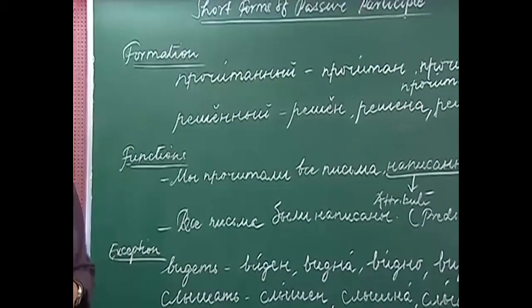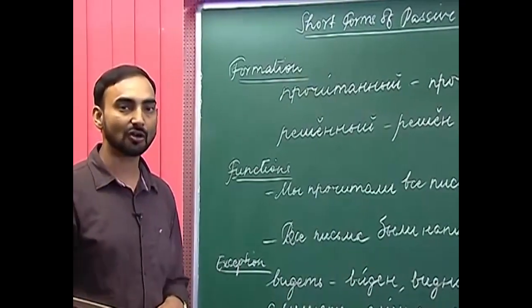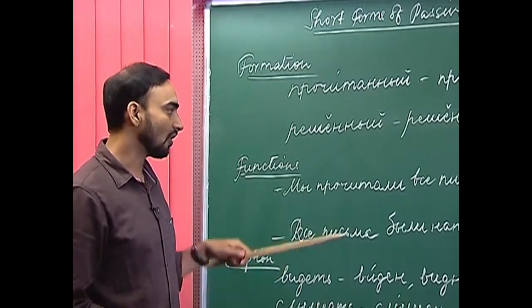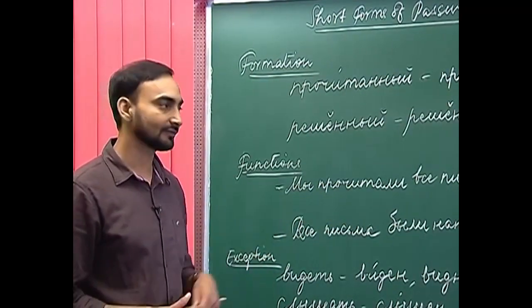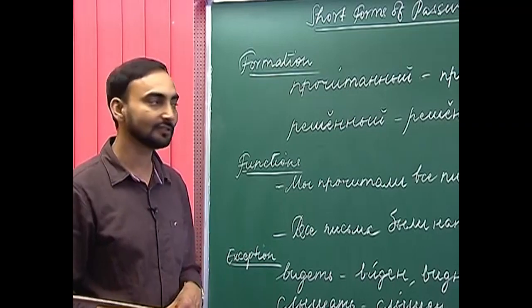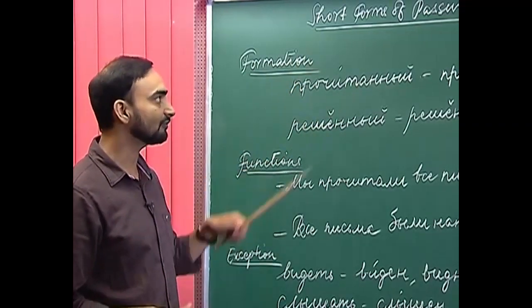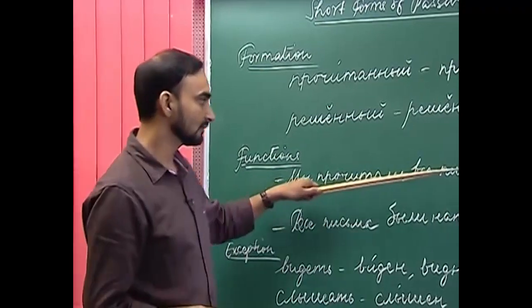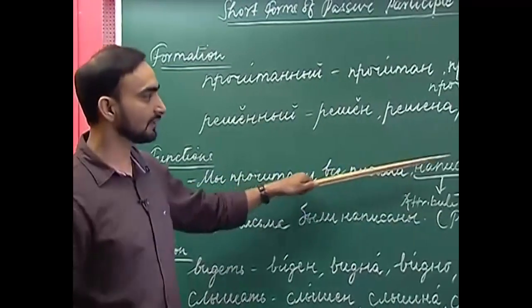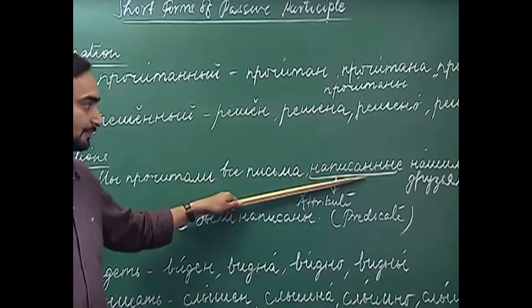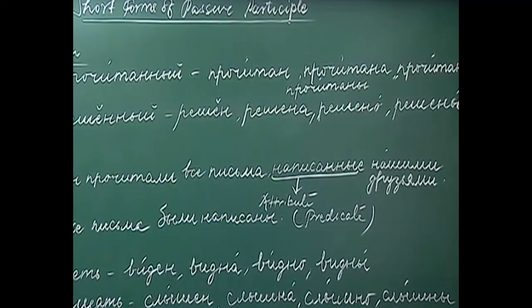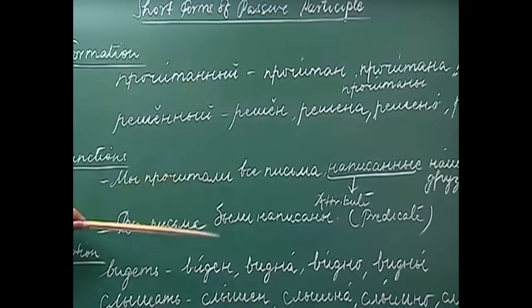So, now let us discuss about the functions of the short forms of passive participle. So, how does it function in a sentence? So, what are the grammatical functions of a short form of passive participle? So, for this purpose I have written a sentence with the full form of the passive participle, and then I have written a sentence with the short form. So, let us discuss them one by one.